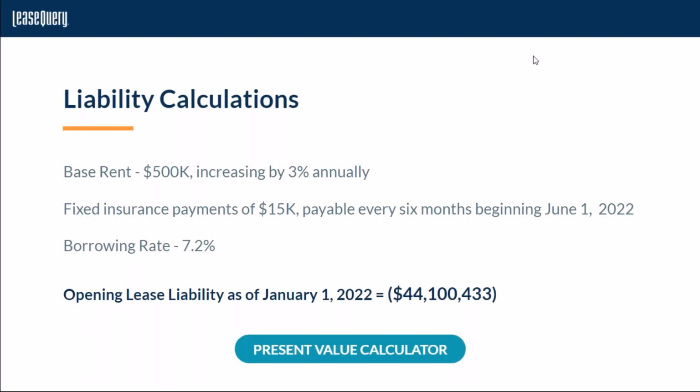$44,100,433. Now, there's not really an easy way to just do this calculation on a calculator, right? Unless you're using one of those expensive T9 calculators. But we have linked the present value calculator complementary tool that we have on our website.